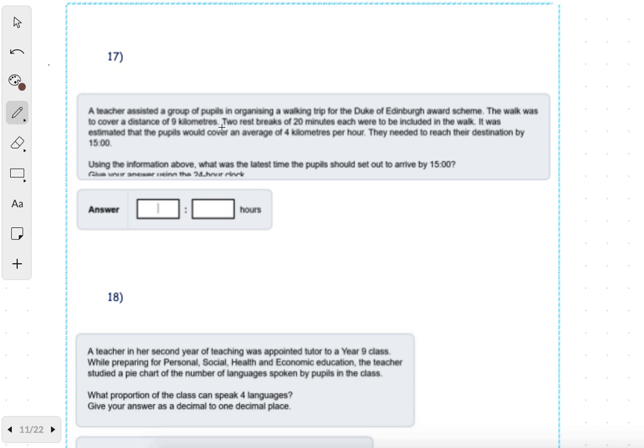If you get good at speed, distance, time, what you don't want to do is get question 17 wrong because you didn't put the 2 rest breaks of 20 minutes in. I've seen it time and time again. I see people's answers are wrong by exactly 40 minutes.